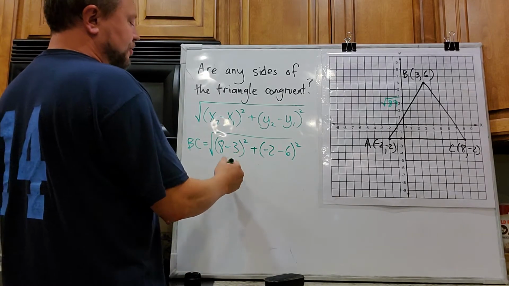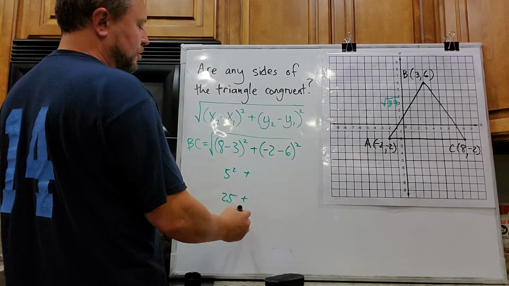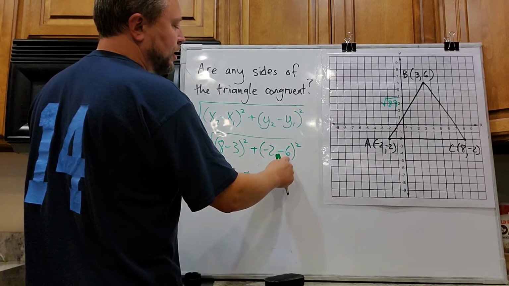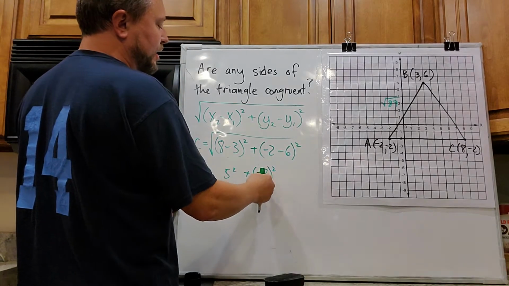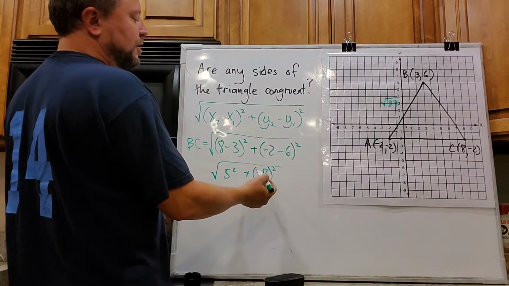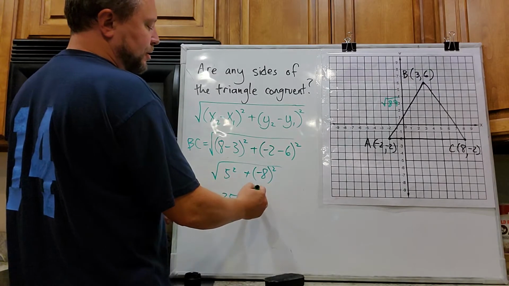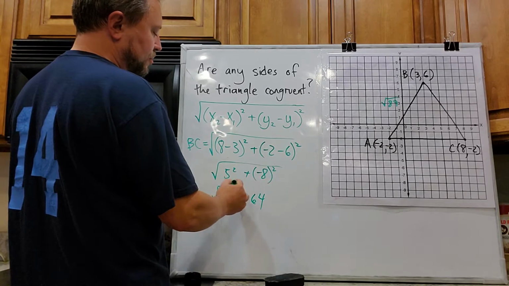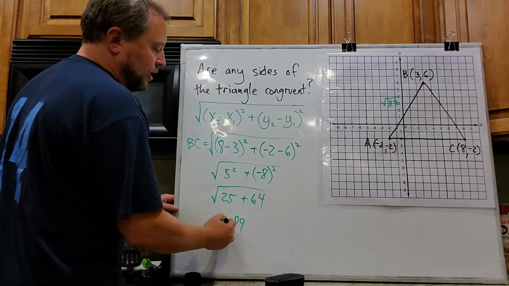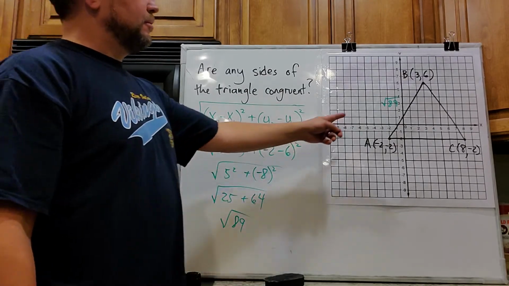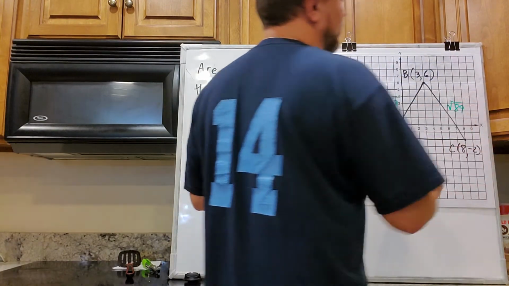8 minus 3 is 5. 5 squared is 25. Negative 2 minus 6 is negative 8. When we square a negative, a negative times a negative would be a positive, so it'll be positive. And then 8 squared is 64. 25 plus 64 is 89. And oh, look, we get the same result. You see that? This is also square root of 89.